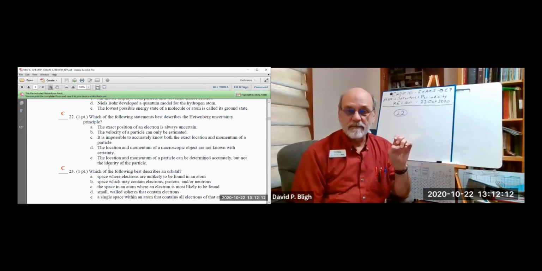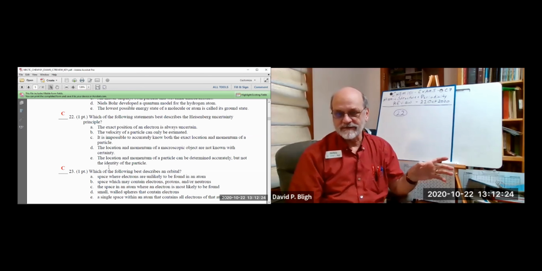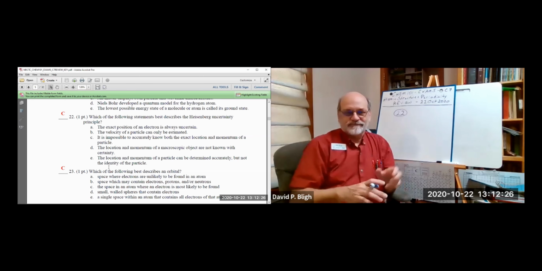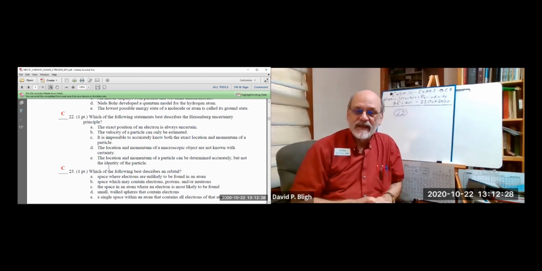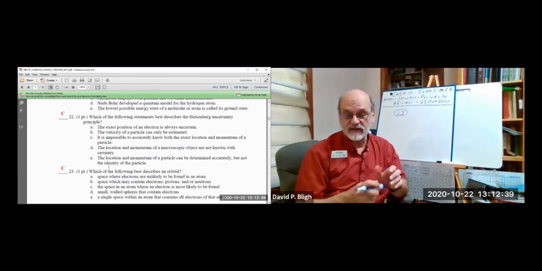So A is not a valid statement. The velocity of a particle can only be estimated. No, we can know what it is, but if we know what it is, we don't know where it is. That's kind of weird. All right, how about C? It's impossible to accurately know both the exact location and momentum of a particle. That is true. Every word of it is true. So C is the answer.